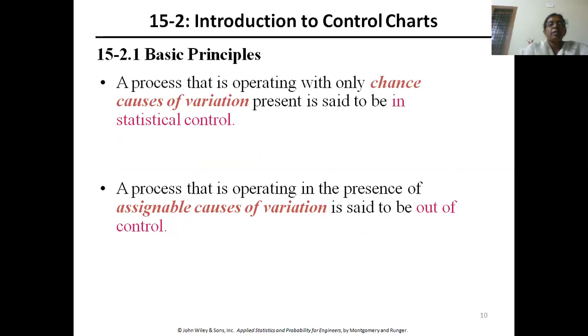Now what are the basic principles we follow in a control chart? A process that is operating with only chance causes of variation present is said to be in statistical control. So even if a process has chance causes of variation, we say that the process is in statistical control. A process that is operating in the presence of assignable causes of variation is said to be out of control, because we have to rectify it and bring the process under control.